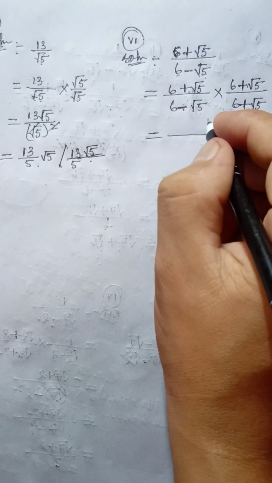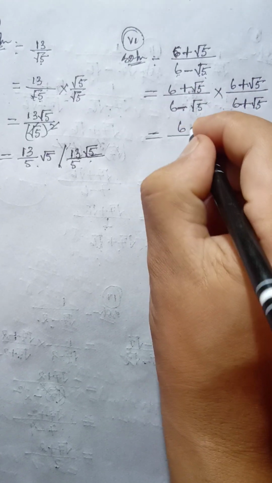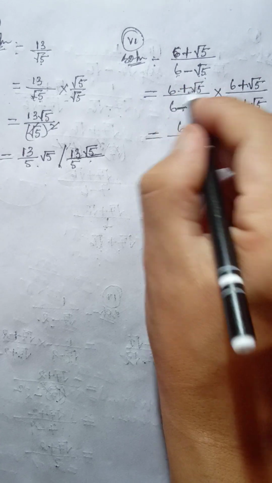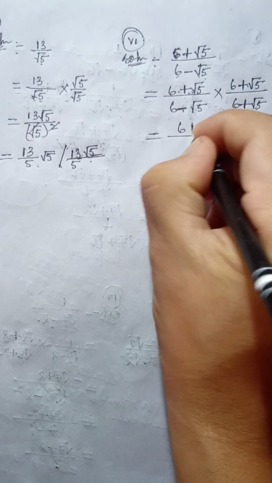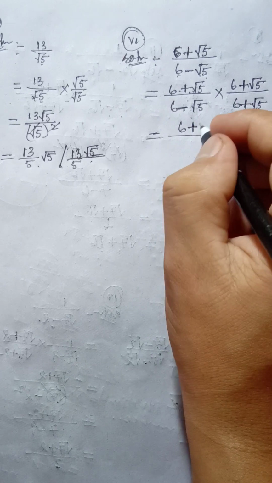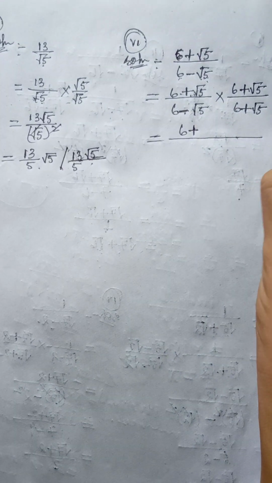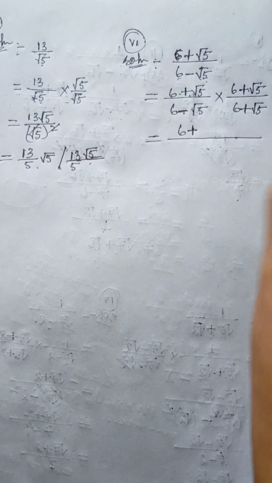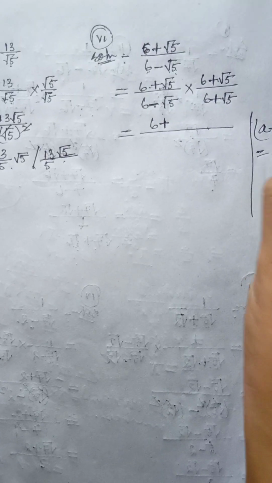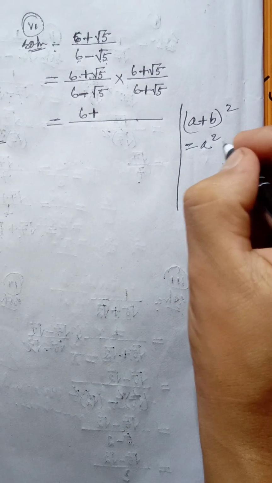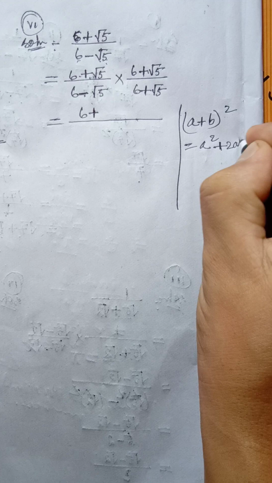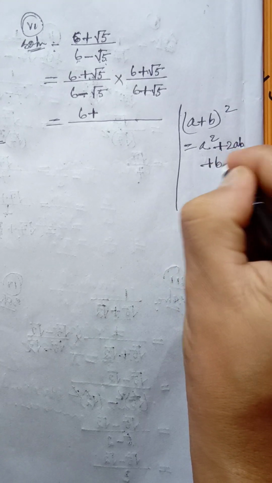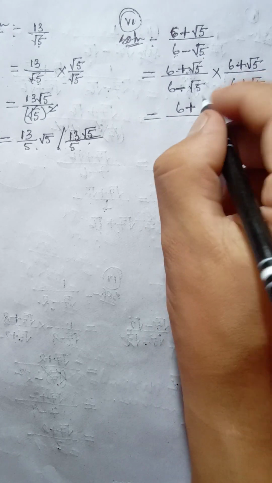If you multiply these two, how much will you get? You will get this one, that is a plus b whole square. What is the formula of this? It should be a square plus twice ab plus b square. After multiplying this one and this, you will get this one.